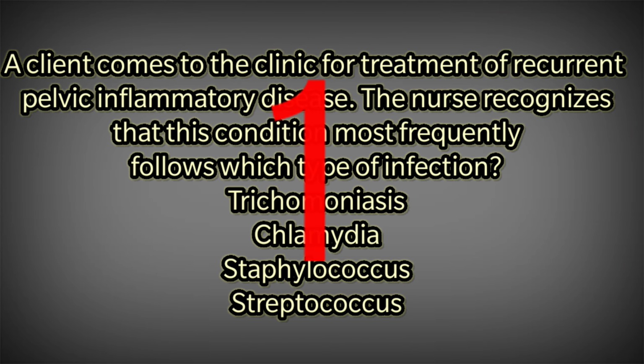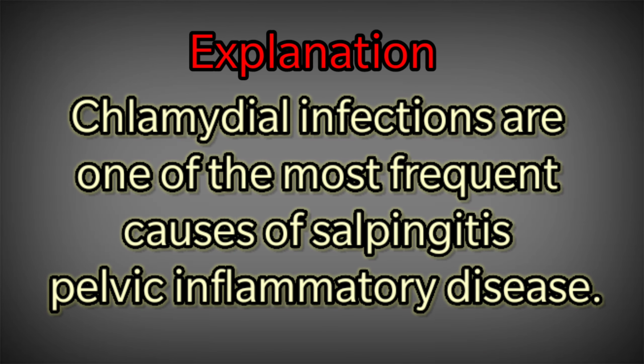Question number 1. A client comes to the clinic for the treatment of recurrent pelvic inflammatory disease. The nurse recognizes that this condition most frequently follows which type of infection? Options: Trichomoniasis, Chlamydia, Staphylococcus, Streptococcus. Explanation: Chlamydial infections are one of the most frequent causes of salpingitis or pelvic inflammatory disease.